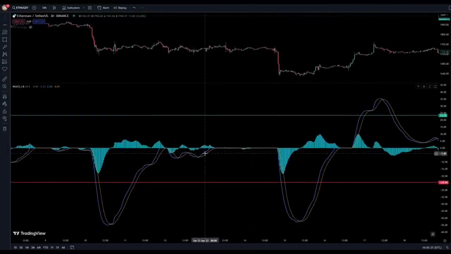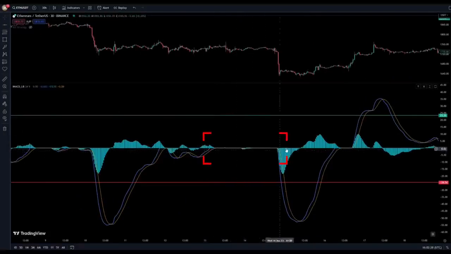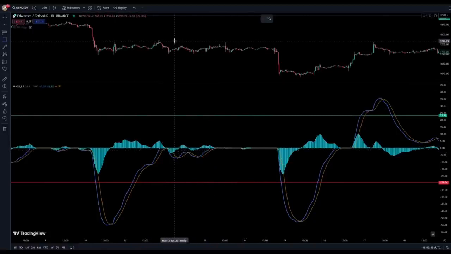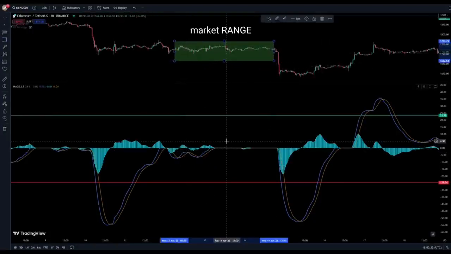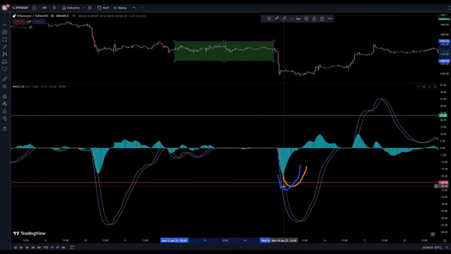Anytime these blue and orange lines overlap and make a straight line here in the middle, it means that the market is in range zone and there is no movement in the market. So this indicator kinda distinguishes the range zone of the market.